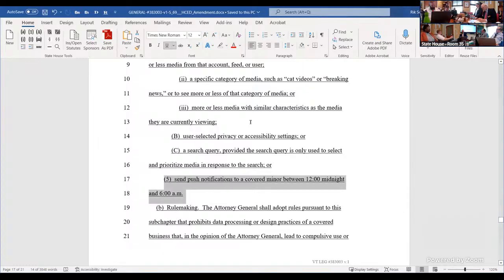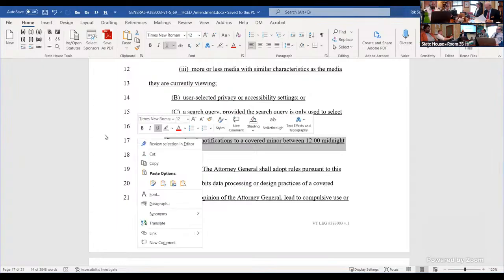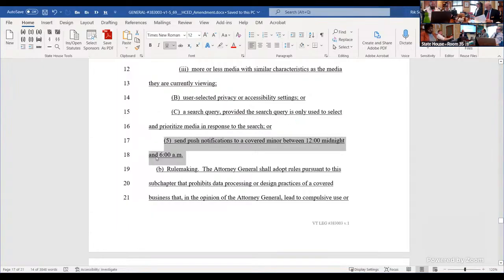However, a minor could not change the push notifications to be between 12 and midnight, right? That's like an outright, you can't do this. You cannot allow them to receive these notifications between those two times.